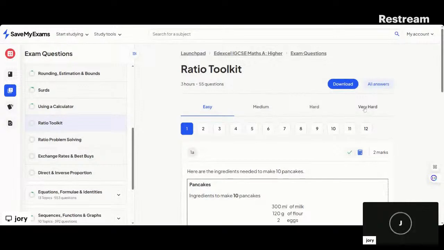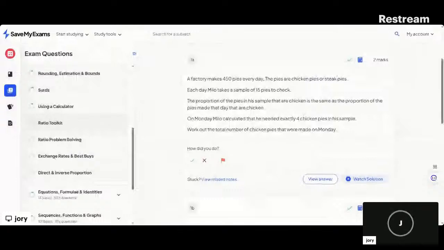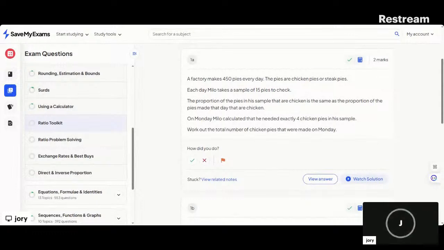Okay, ratio. I love ratios. I absolutely love ratios. Okay, I need a new piece of paper. Wait, I can use this one. Never mind. A factory bakes 450 pies every day. The pies are chicken pies or steak pies. Each day, Milo takes a sample of 15 pies to check. The proportion of the pies in his sample that are chicken is the same as the proportion of pies made that day that are chicken. On Monday, Milo calculated that he needed exactly 4 chicken pies in his sample. Work out the total number of chicken pies that were made on Monday.